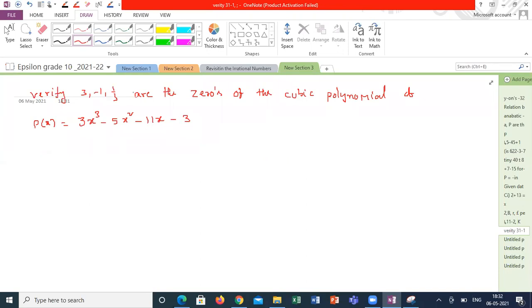So this part is nothing, just don't verify, it will take a little bit more time. Verify means you have to substitute each and every value and check whether p of x is 0 or not. If 3, minus 1, 1 by 3 are the zeros of the polynomial, then give the relation between the zeros of the polynomial and coefficients. Verify the relation between zeros and the coefficients.